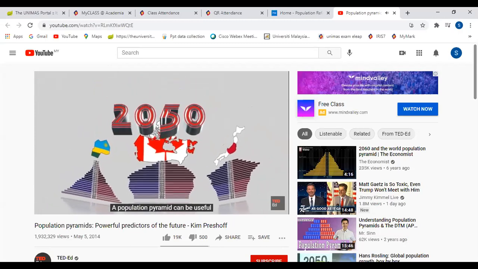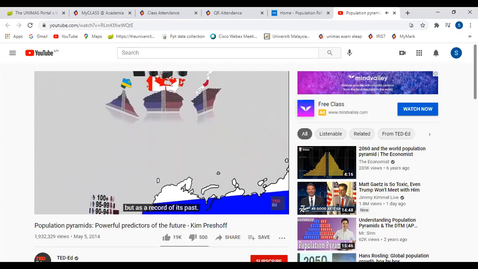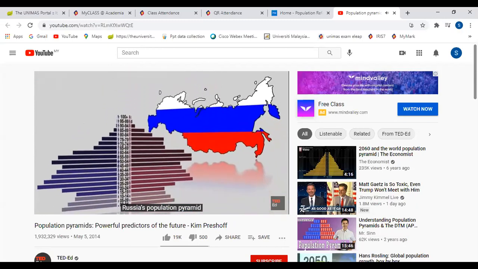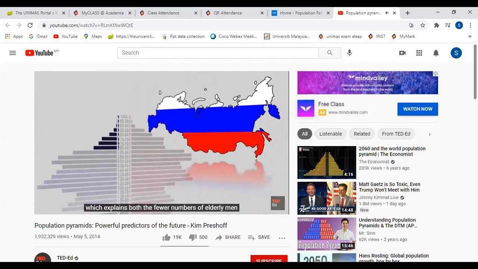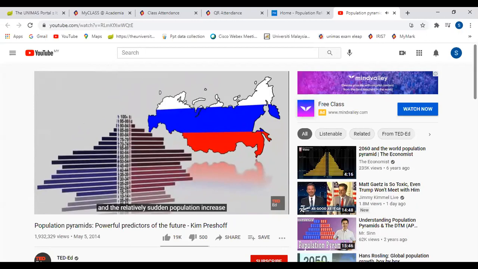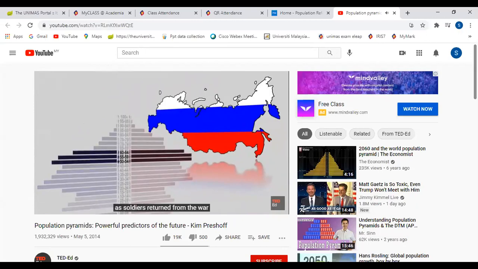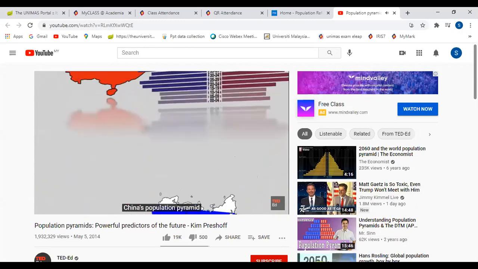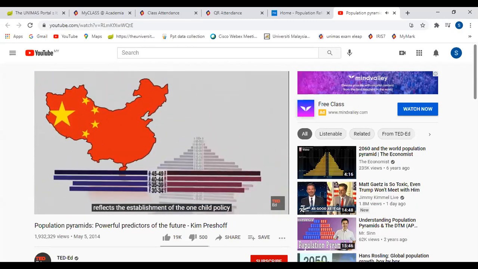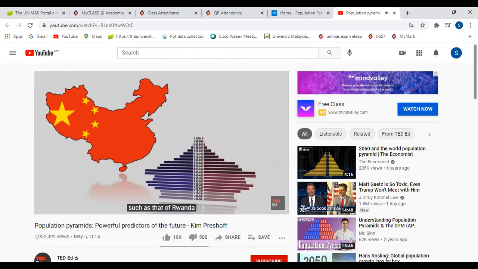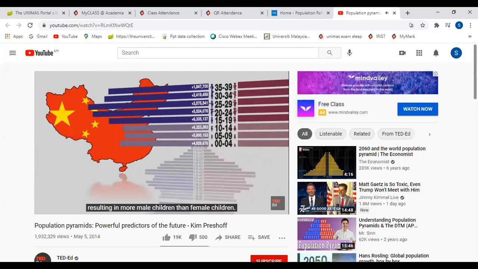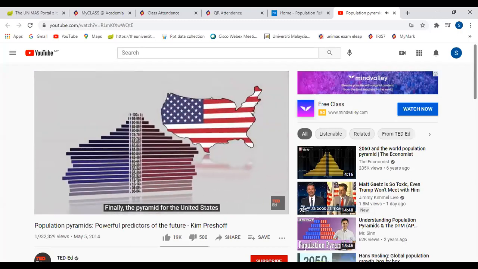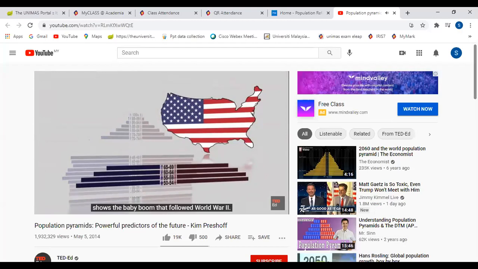A population pyramid can be useful not only as a predictor of a country's future, but as a record of its past. Russia's population pyramid still bears the scars of World War II, which explains both the fewer numbers of elderly men compared to elderly women and the relatively sudden population increase as soldiers returned from the war and normal life resumed. China's population pyramid reflects the establishment of the one-child policy 35 years before, which prevented a population boom such as that of Rwanda, but also led to sex-selective abortions, resulting in more male children than female children. Finally, the pyramid for the United States shows the baby boom that followed World War II.